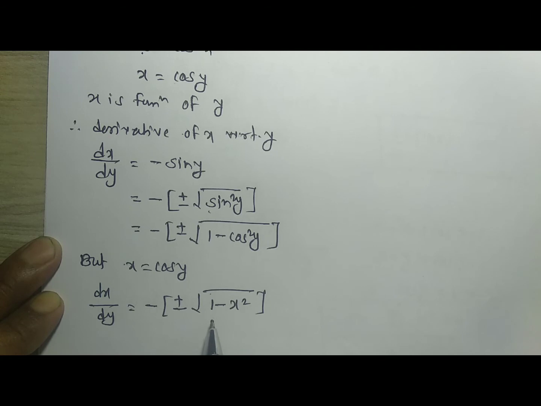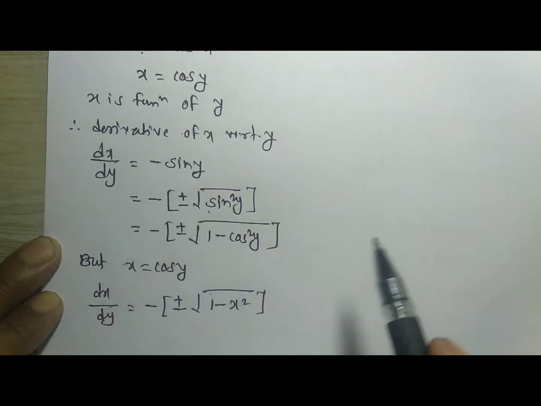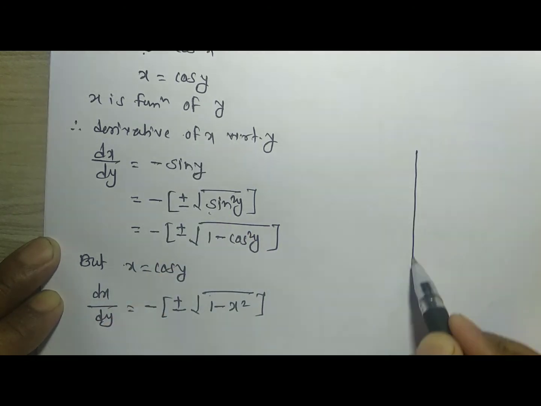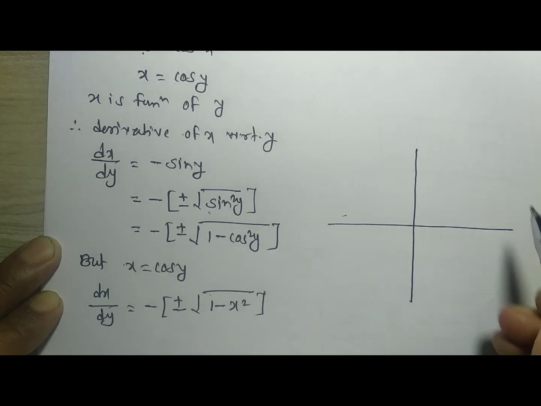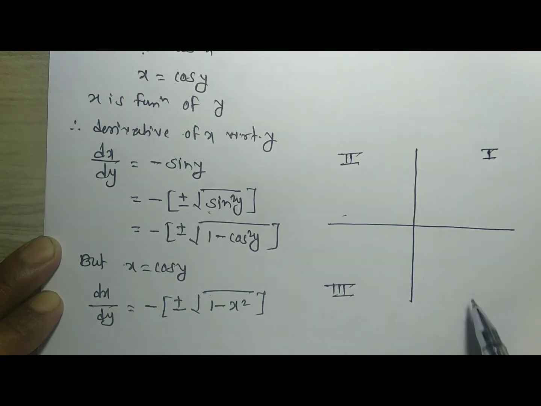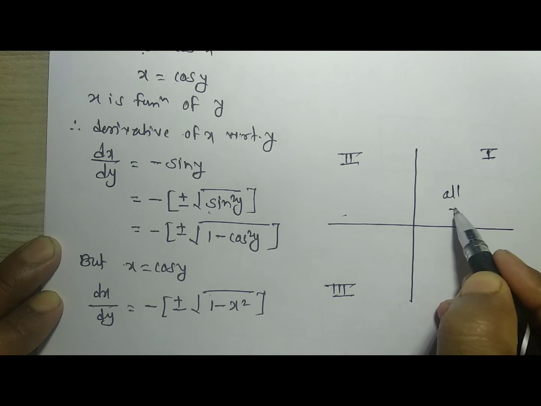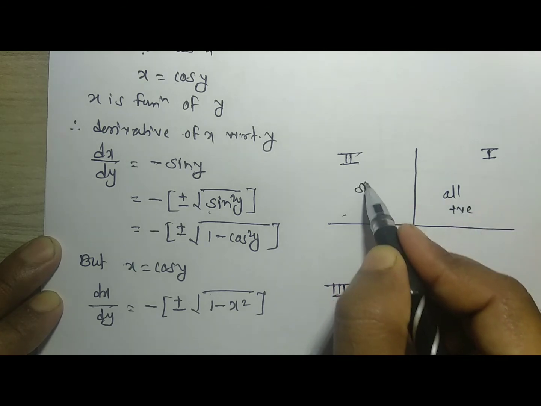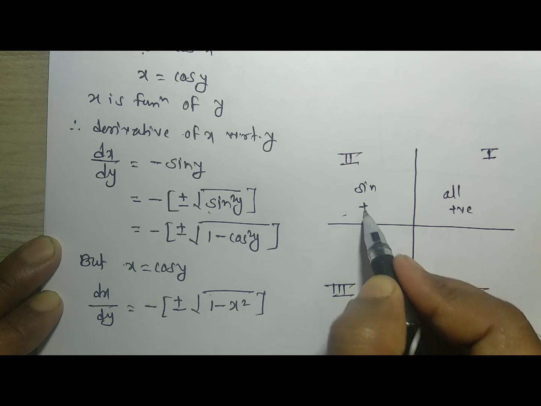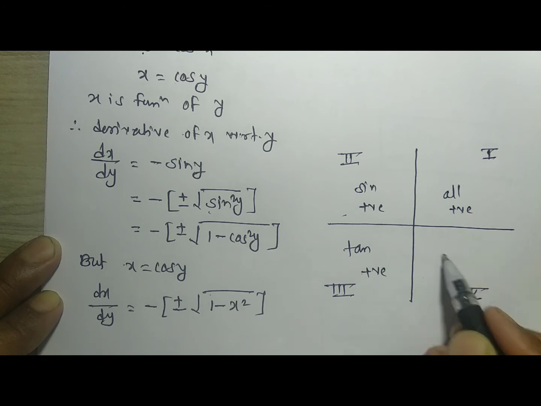It depends on the consideration of the value of y, and in which quadrant it lies. Now we have to take the consideration of the first quadrant, the second quadrant is here, the third quadrant is here, and the fourth quadrant is here. In the first quadrant we know that all trigonometric ratios are positive. In the second quadrant the sine ratio is positive. In the third quadrant the tan ratio is positive, and in the fourth quadrant the cos ratio is positive.